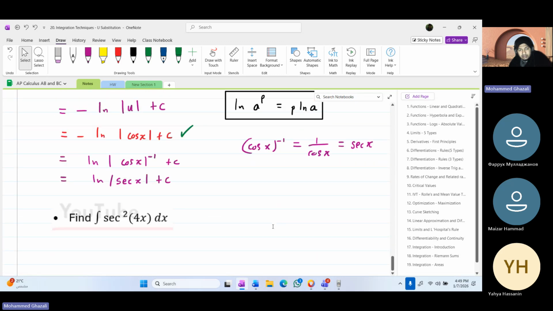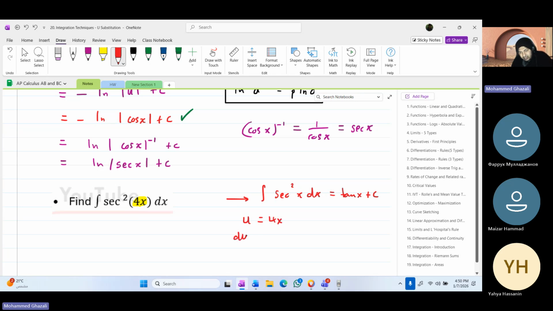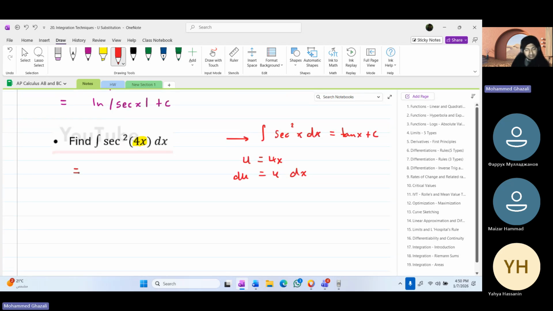So that's why I need to put it into that original form, because remember the integral of sec squared x dx is tan x plus c. But now I can't have tan x because I've got this function here. That's why I need to use u sub. So let u equal 4x, du is equal to 4 dx, differentiation. Then we have the integral of sec squared u. What is dx? du over 4.